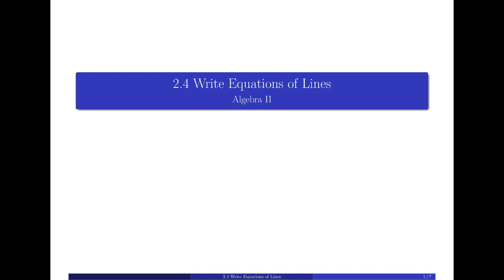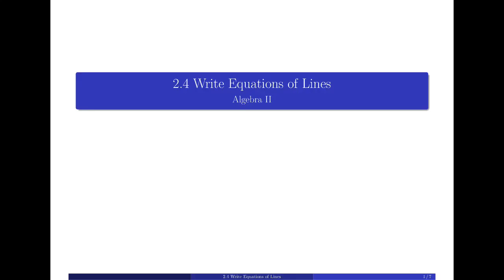So in the last section we were given an equation for a line and we made the graph of the line. And we found some information out about the line. We could find a y-intercept or x-intercept or a slope. So what we're going to do in this section is go backwards. If we are given some information about a line, could we write the equation for that specific line?